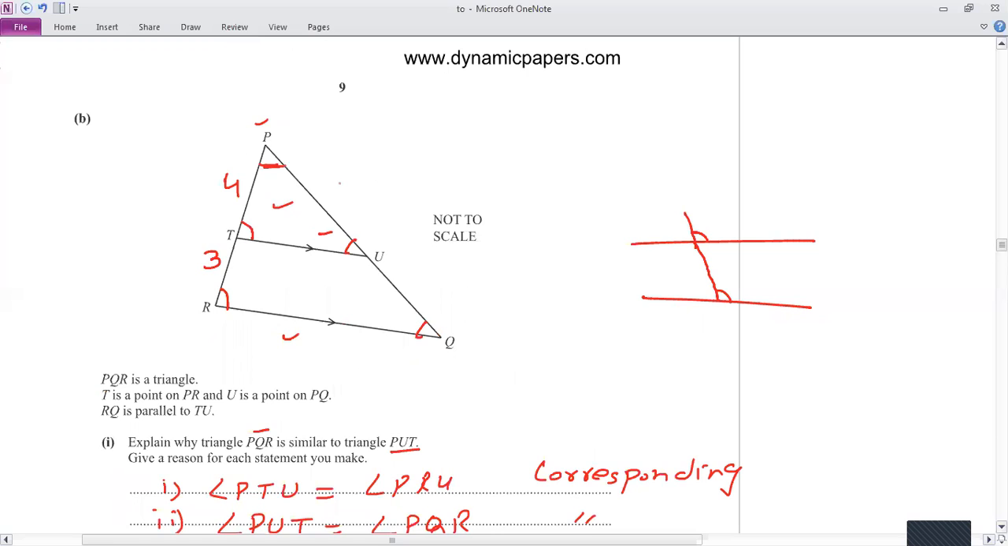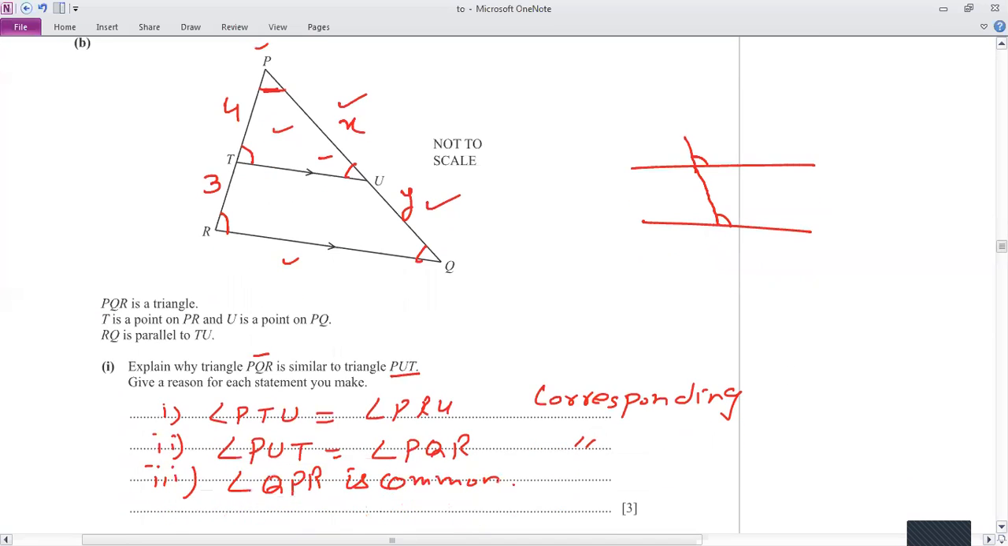You need to find this ratio. Say this ratio is X, this ratio is Y. As the triangles are similar, what happens for similar triangles? In similar triangles, the ratio of the corresponding sides is equal. So triangle PQR is similar to triangle PUT. If they are similar, remember the property: the ratio of the corresponding sides is equal.